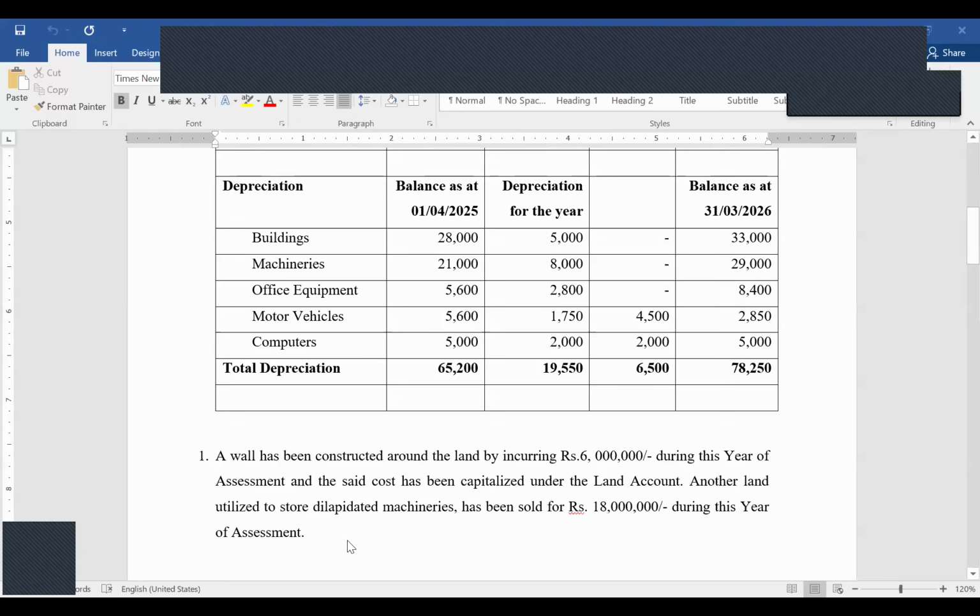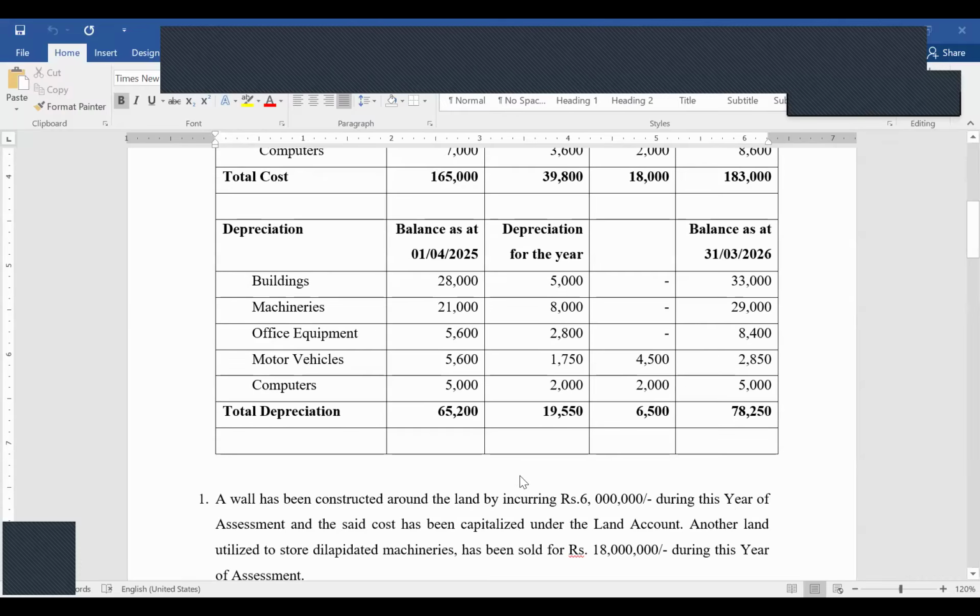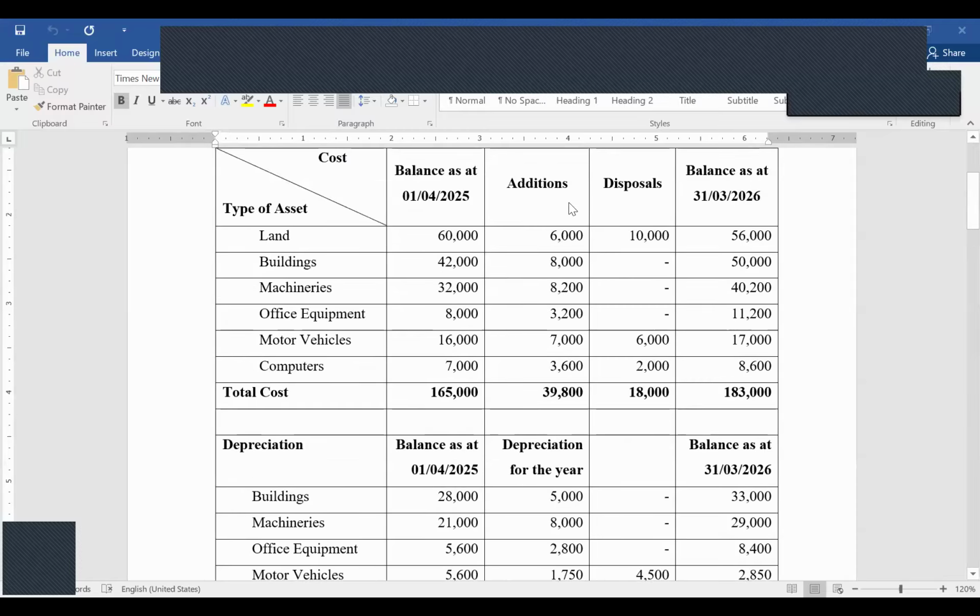So it is a business asset. Business asset means land used for the business. Then you have given a wall that is constructed around the land. So is it a depreciable asset or not? You know that the land is not a depreciable asset, but if it is a wall constructed around the land, is it a depreciable asset or not?